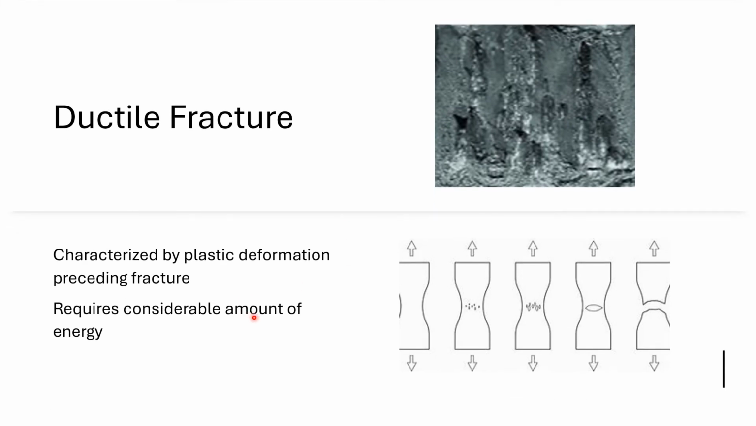Ductile fracture is characterized by, again, plastic deformation. Don't forget the word plastic because we're dealing with ductile. So ductility, flexibility, something like plastic deformation preceding the fracture. It's not a brittle deformation, it's a plastic deformation preceding fracture. To get this kind of deformation, you definitely require a considerable amount of energy.